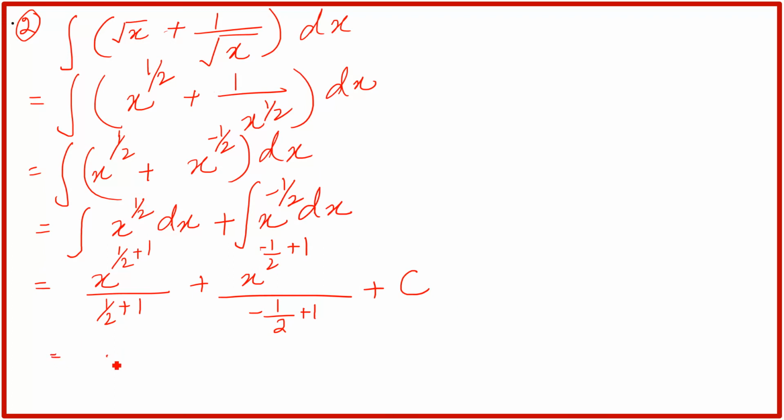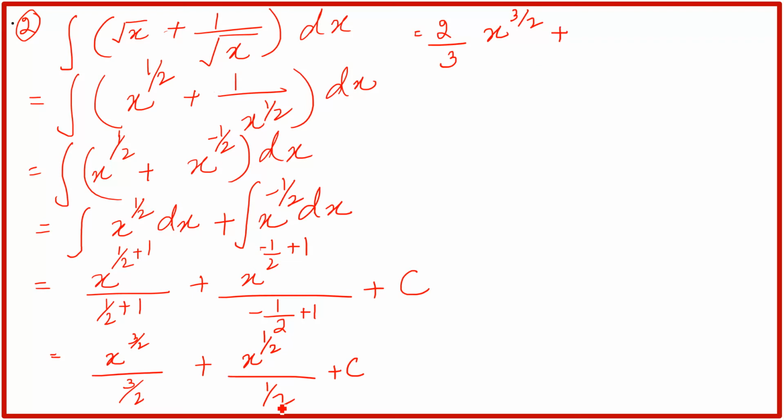So see, it will be x raised to power 3 over 2 divided by 3 over 2. Here we have the double reciprocal, so it means you have to write 2 over 3. This 3 over 2 becomes 2 over 3, x raised to power 3 over 2. Same thing, it will be 2 over 1, so there is no need to write down 1, 2, and then x raised to power 1 over 2, plus c. This is your answer.